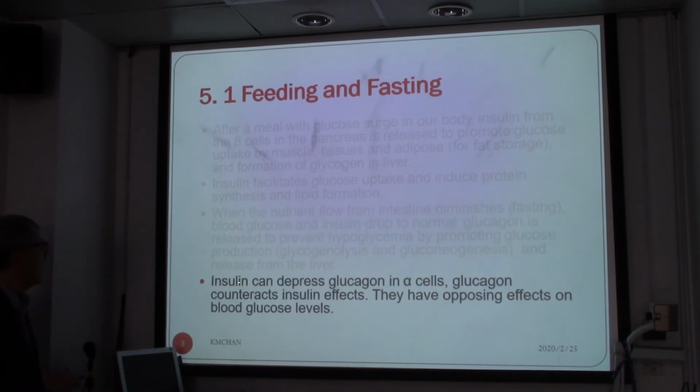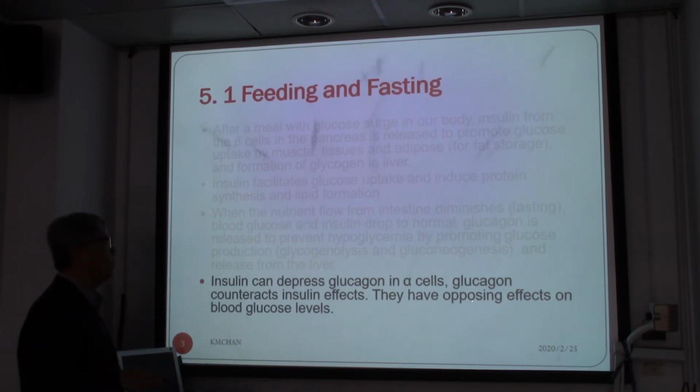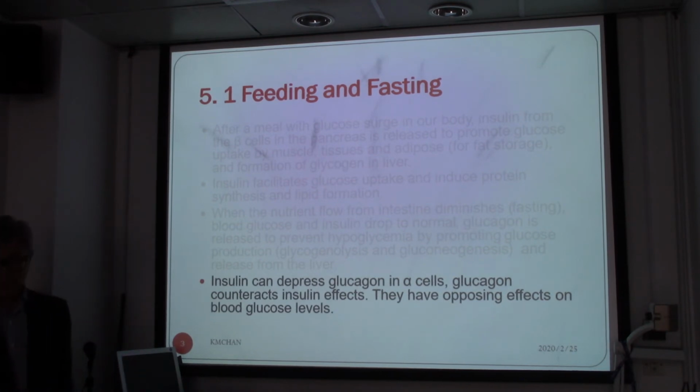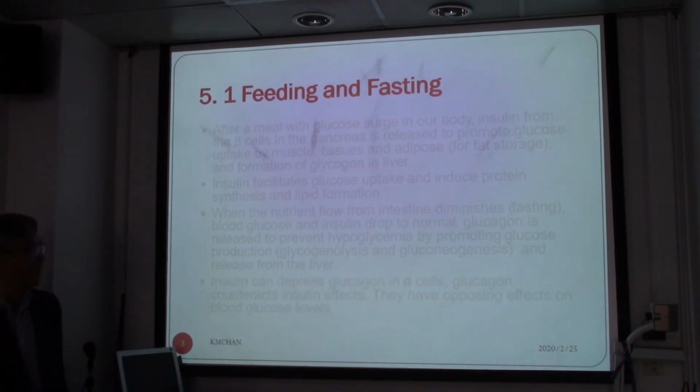Finally, the interplay between insulin and glucagon. Insulin can depress glucagon in our cells. And the same thing is true, glucagon will counteract the effects of insulin. They have opposing effects on blood glucose levels. We have a full chart for you in the next slide.